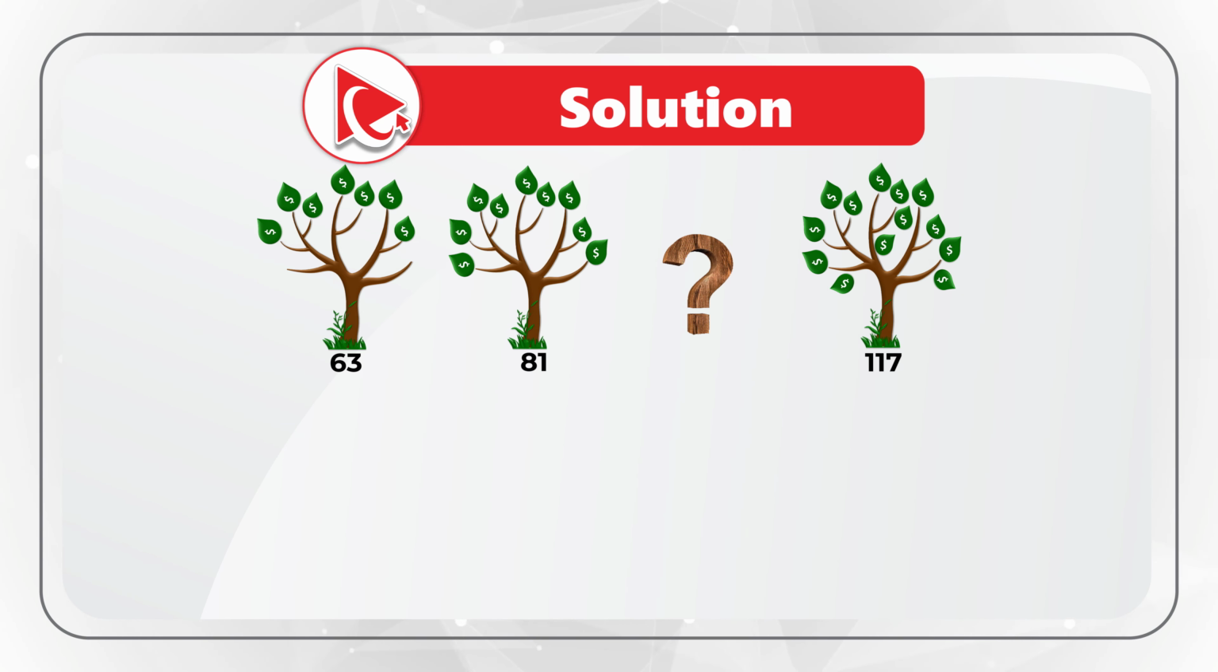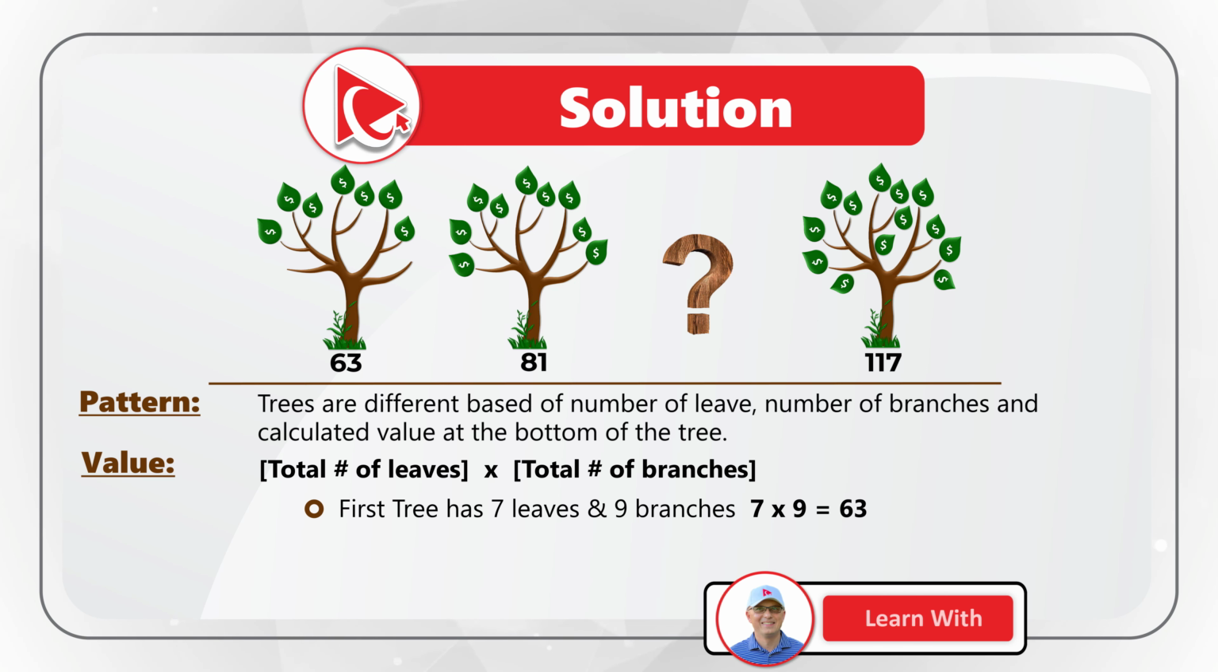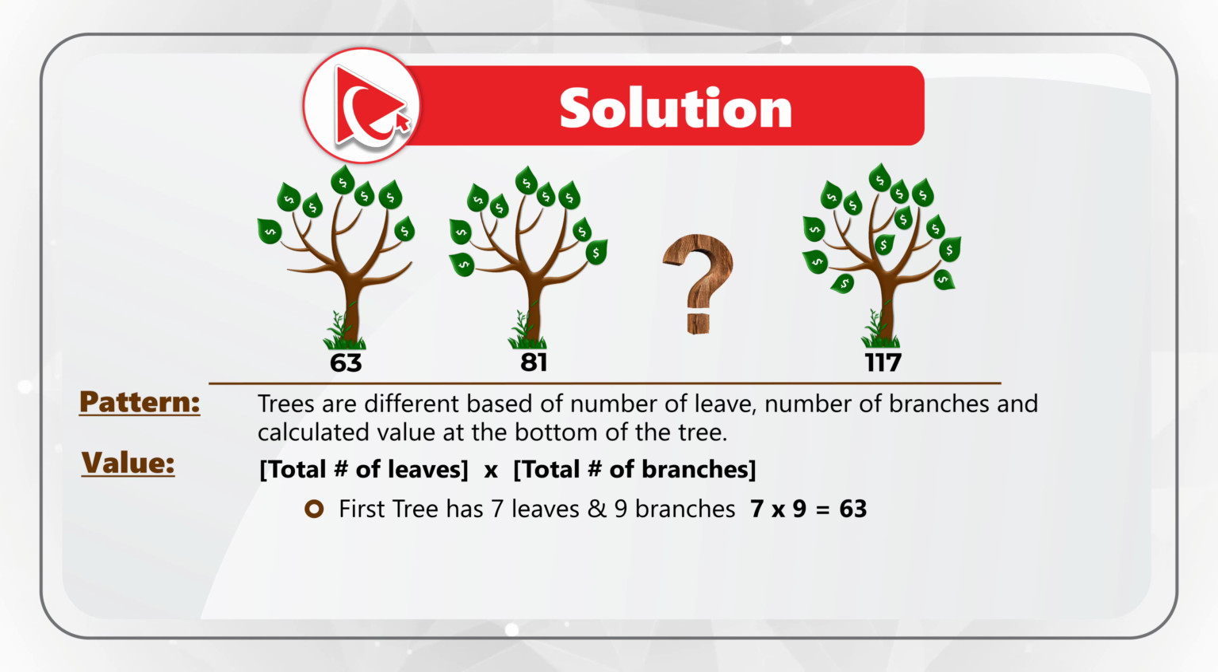And to calculate the value, you need to multiply the total number of leaves by the total number of branches on the tree. For example, the first tree has 7 leaves and 9 branches, and the number at the bottom is calculated as 7 by 9 equals 63. The second tree has 9 leaves and 9 branches, and 9 multiplied by 9 equals 81.